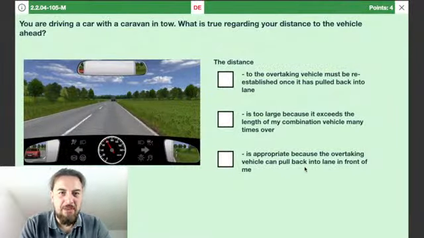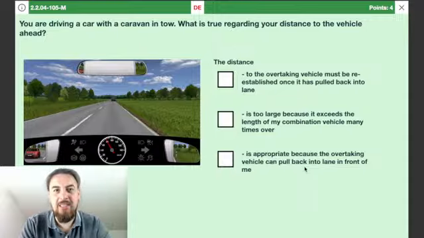You are driving a car with a caravan in tow. What is true regarding your distance to the vehicle ahead? The distance to the overtaking vehicle must be re-established once it has pulled back into lane. The distance is too large because it exceeds the length of my combination vehicle many times over. The distance is appropriate because the overtaking vehicle can pull back into lane in front of me. So 2 answers are correct.